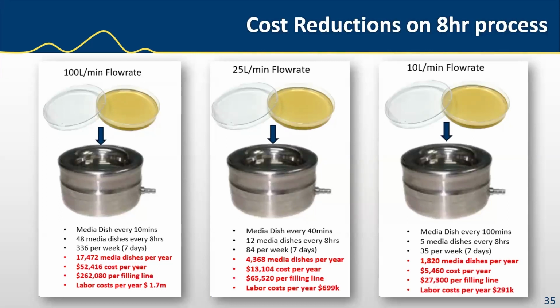Typically, if you get down to 10 liters a minute with your flow rate, then you can reduce the number of media dishes to something more manageable. And also with that, the cost will be reduced as well. So that will definitely help you establish an understanding of the flow rates with your active air samplers.